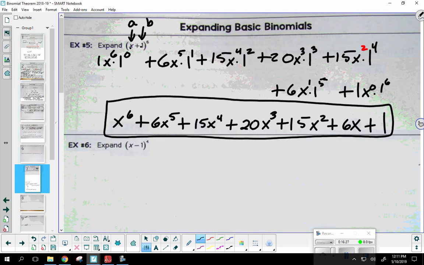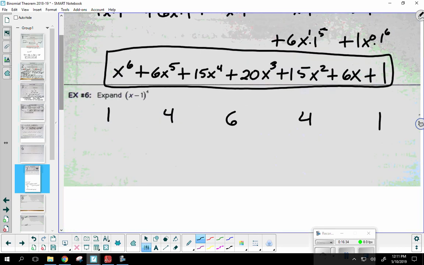Okay. So I'm going to come over here. 1, 4, 6, 4, 1. Okay. Now, the only difference here is that instead of a and b, my terms are x and negative 1. But I'm still going to write them out the same way. For each of these 5, I'm going to go ahead and put x and then a negative 1. X, negative 1, x, negative 1. I'm going to go ahead and label my terms here. X, negative 1. Just like I did a moment ago with a and b, just whatever the terms happen to be.